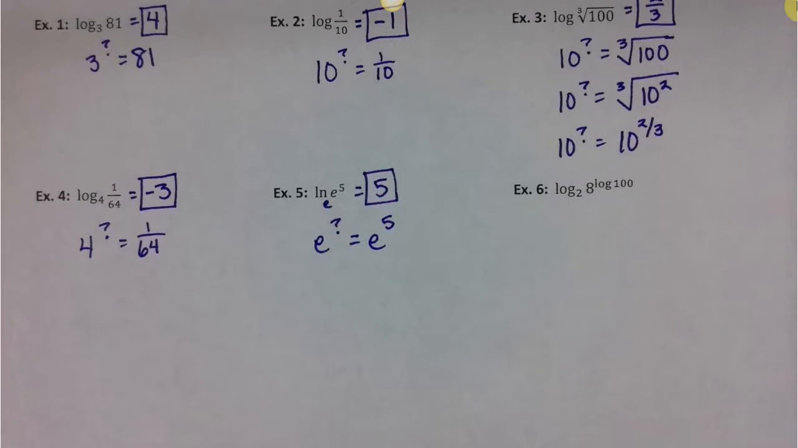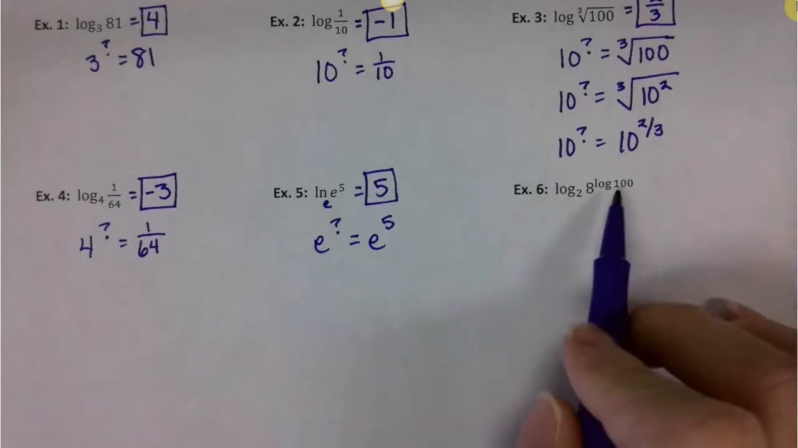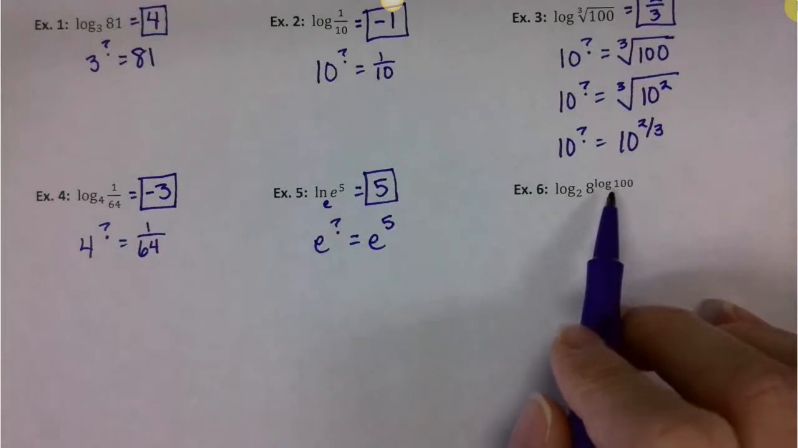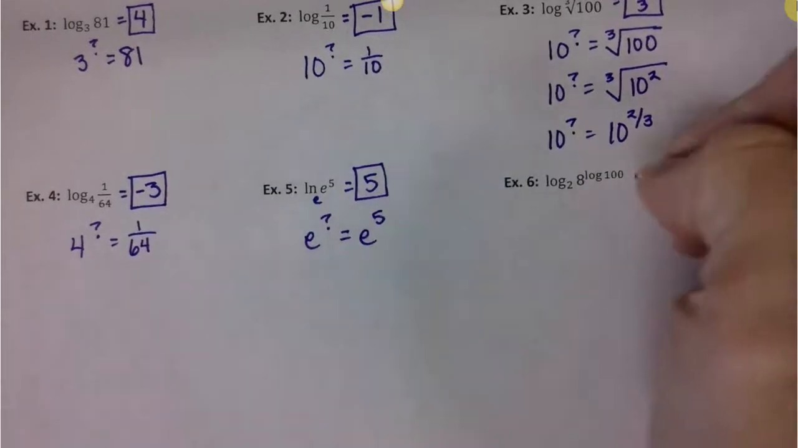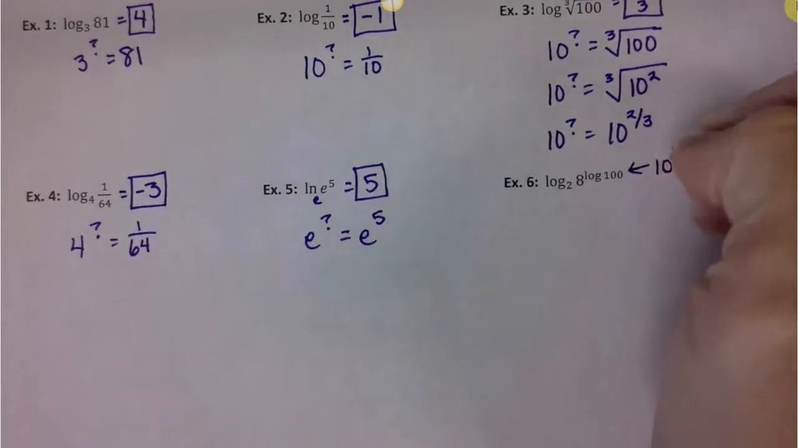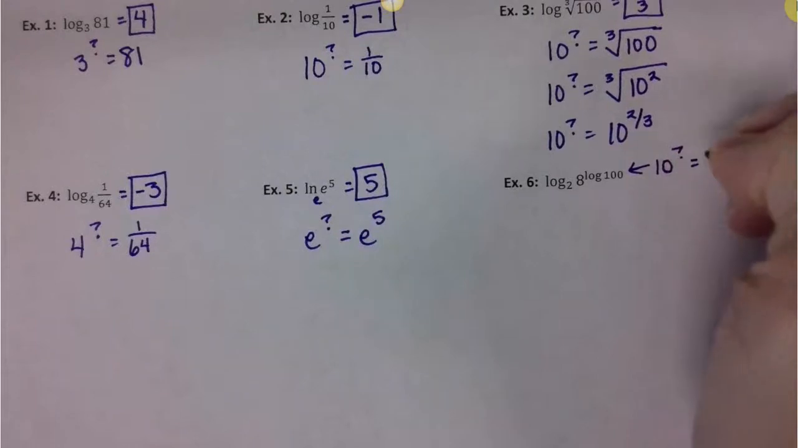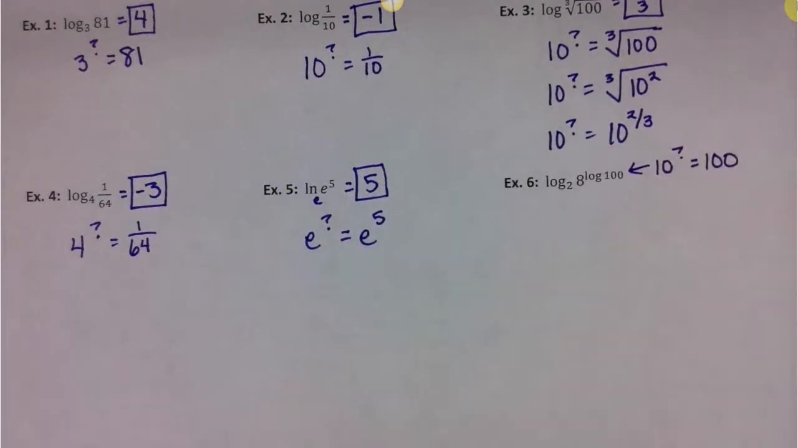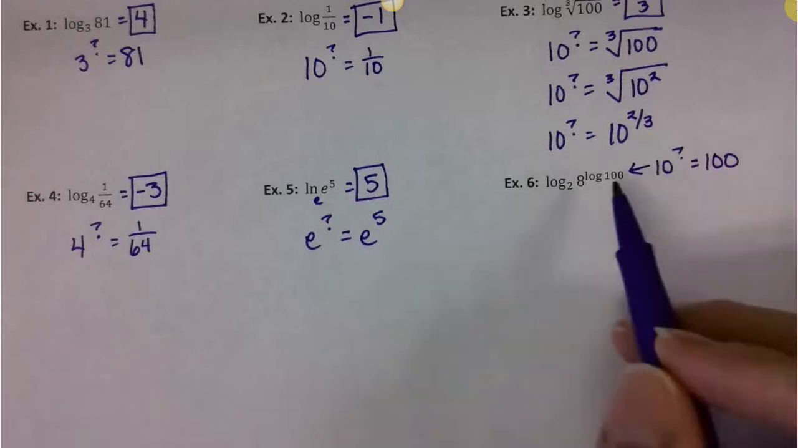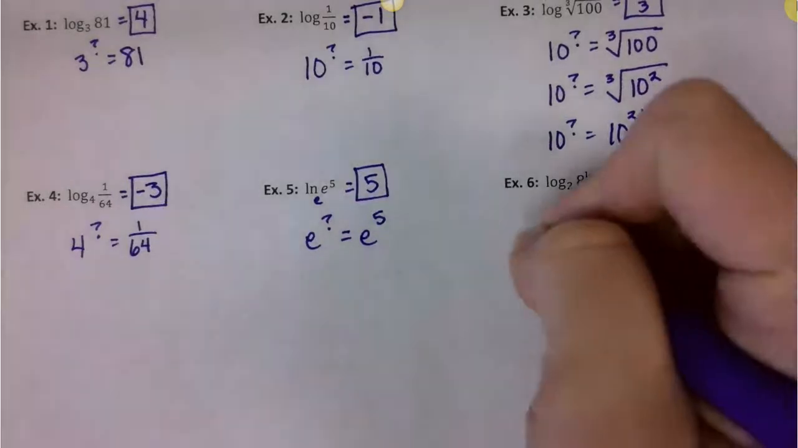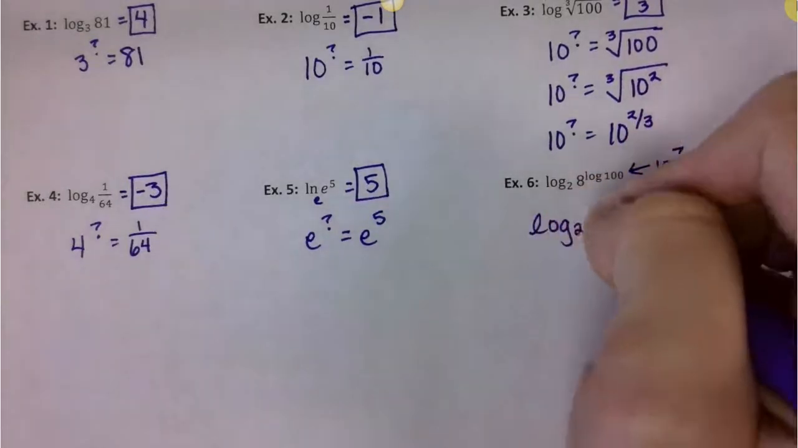Log base 2 of 8 to the log of 100. So I'm going to start simplifying this one by starting with this log that's in the exponent. This is understood to be log base 10. So what we're asking here is: 10 raised to what exponent gives me 100? And 10 squared is 100. So that means that this exponent I can replace with a 2.